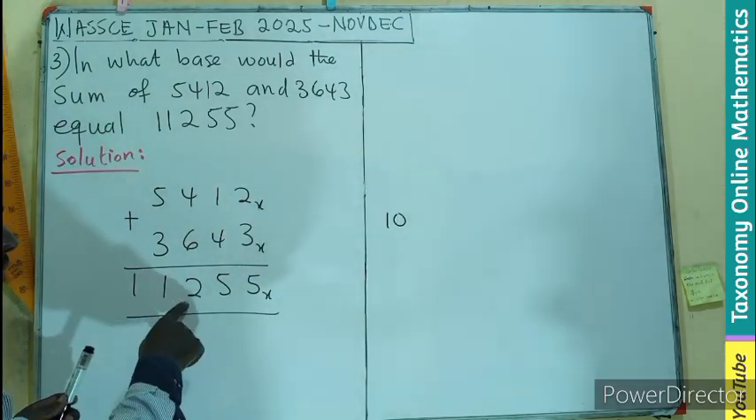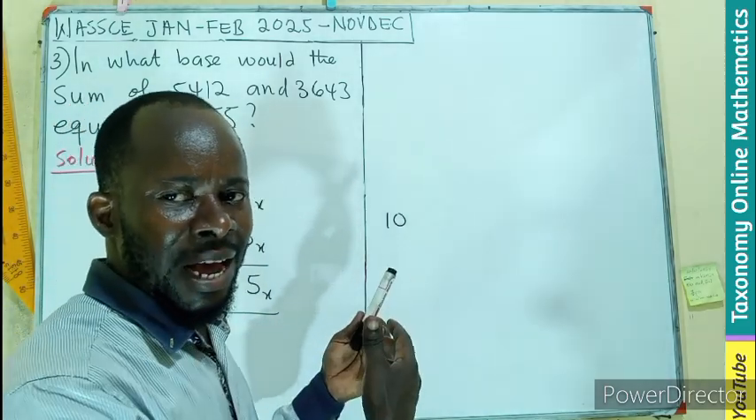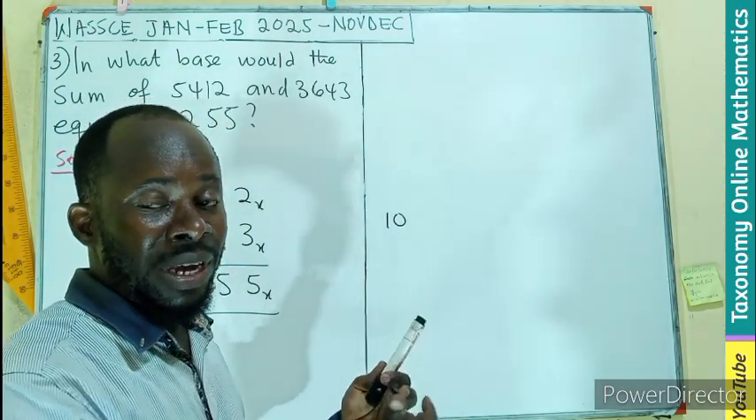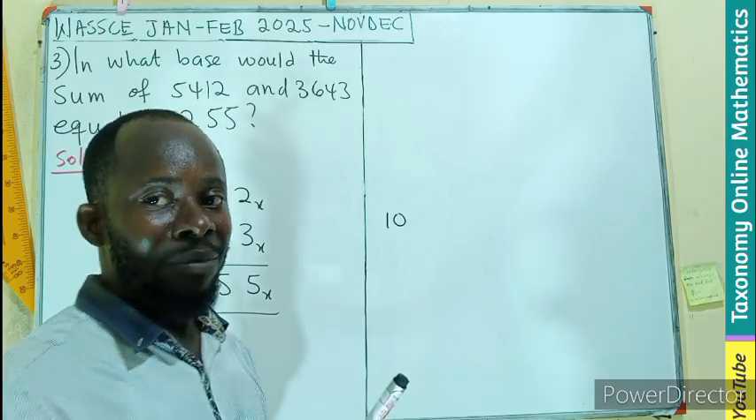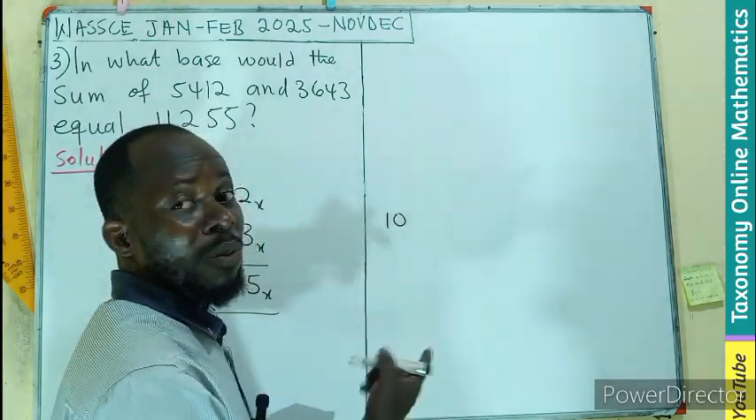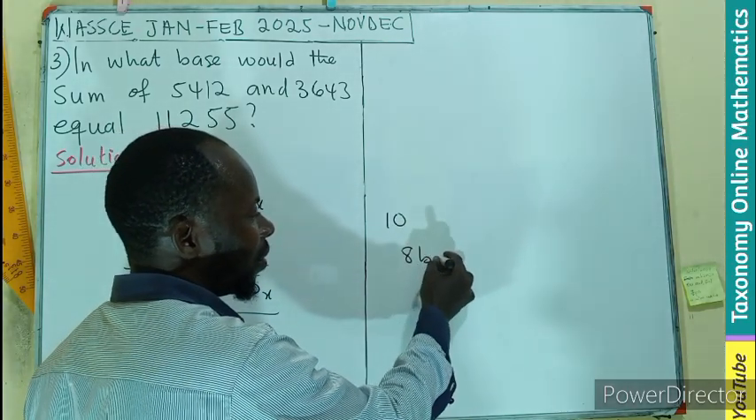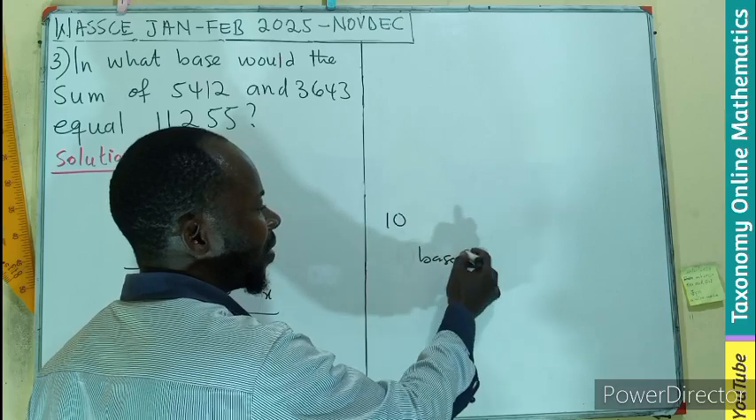10, and we are having the answer as 2. In what base can we convert 10 to give us 2 as a remainder? Remember, if I use 2 from here, that will be 8. So we'll be having 8 as the base, or let me just say base 8.